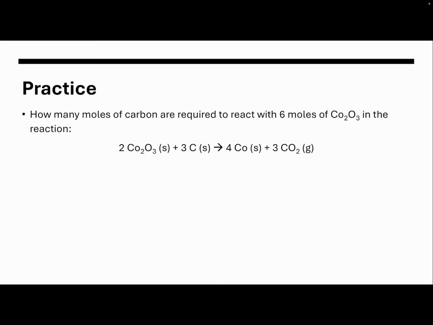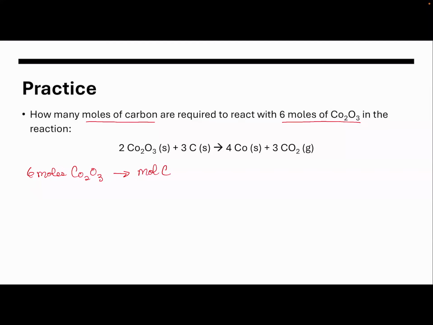Now, the best way to get into this is actually to do some conversions. So how many moles of carbon are required to react with 6 moles of cobalt-3 oxide in the reaction where 2 cobalt-3 oxides plus 3 carbons goes to form 4 cobalts and 3 carbon dioxides? Okay. We figure out what we have been given. We have been given 6 moles of cobalt-3 oxide. And we figure out what we have been asked to solve for. We've been asked to solve for the moles of carbon.